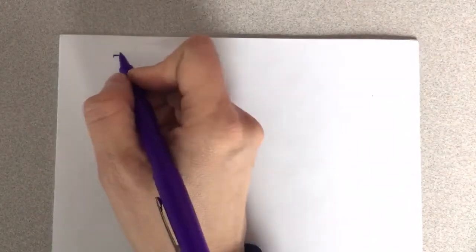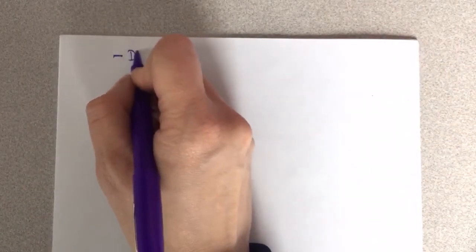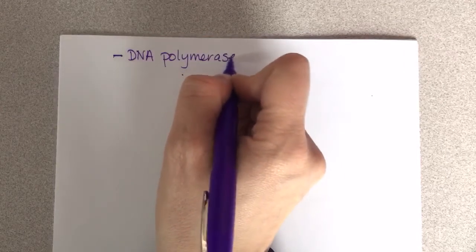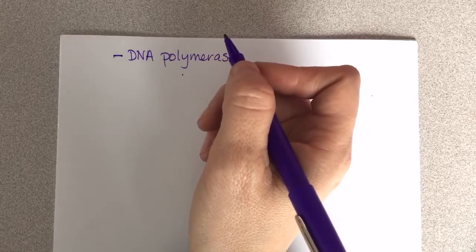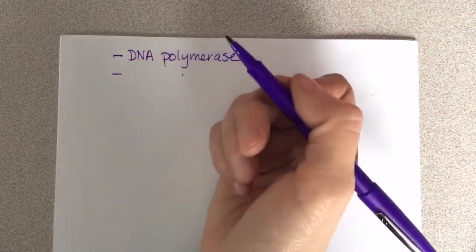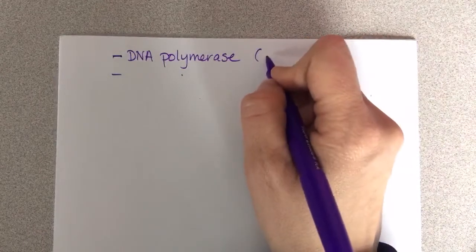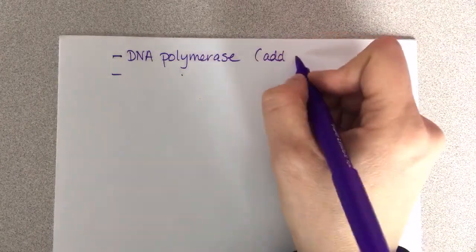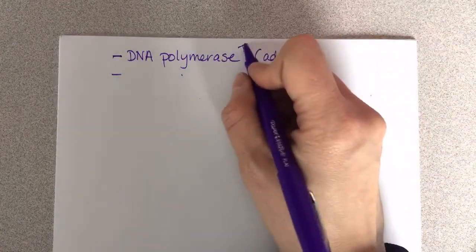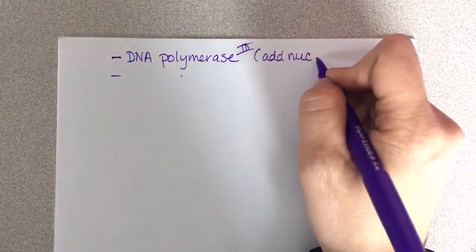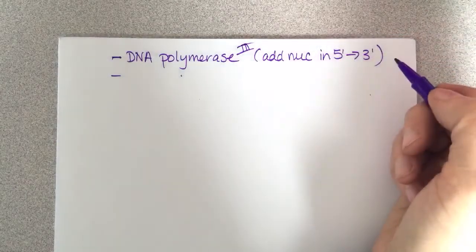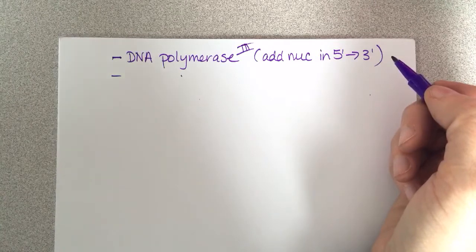All right, continuing on here for DNA replication, know what the role of DNA polymerases are and how they add nucleotides. This should be DNA polymerase 3. Add nucleotides in the 5' to 3' direction in the new strand.